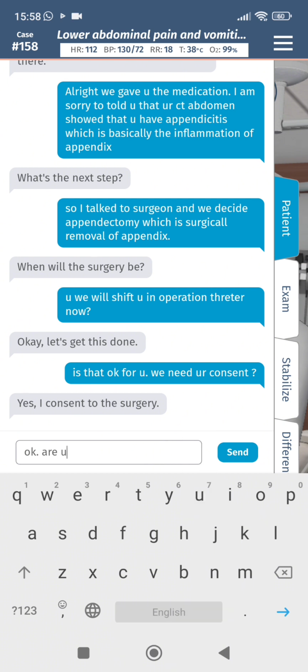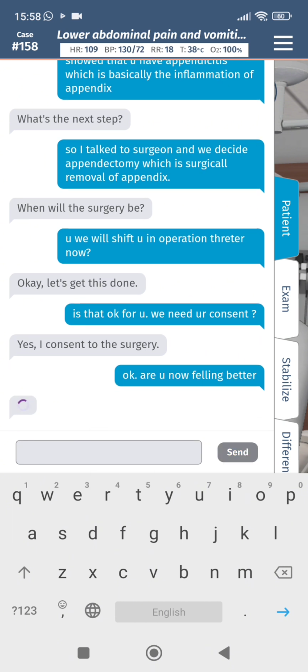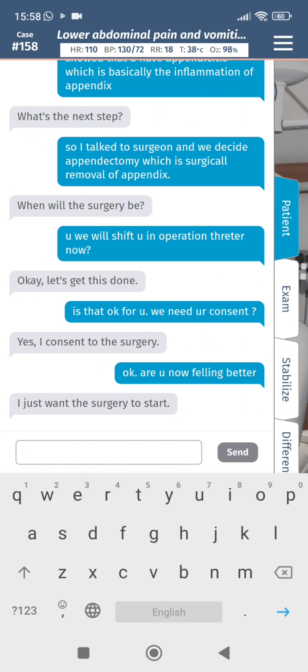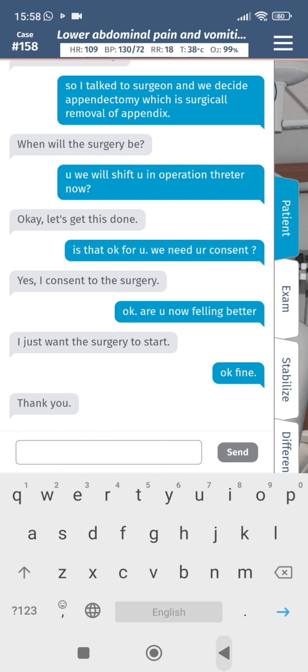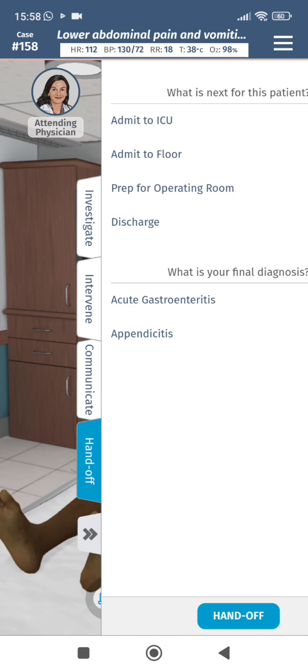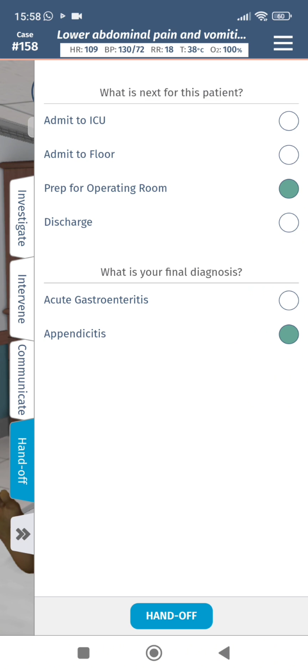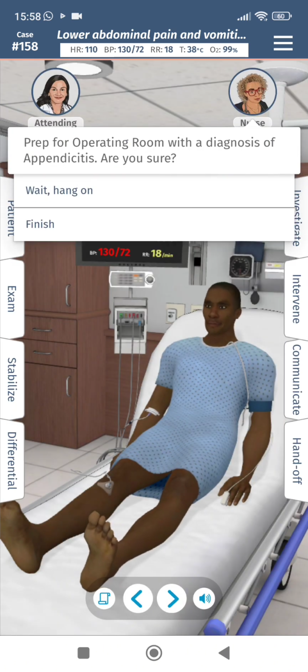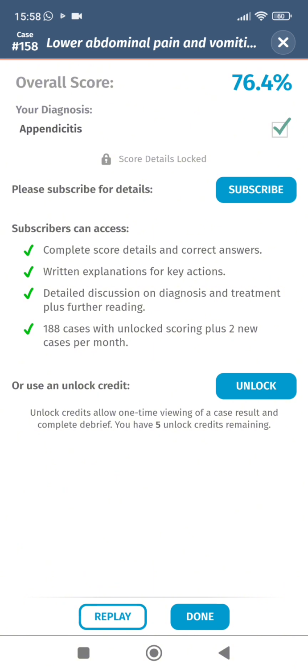Okay, you see the patient, you can talk to patient, you can ask the history, you can counsel, you can reassure. So this app is really helpful in your exam like PLAB 2, the OSCE based exam. And you will get a rare scenario. Okay, the patient wants to start surgery. Okay, fine. Then we will prepare for operating room and the definite diagnosis is appendicitis, and in the end we will finish our case. The score I get is 76.4.